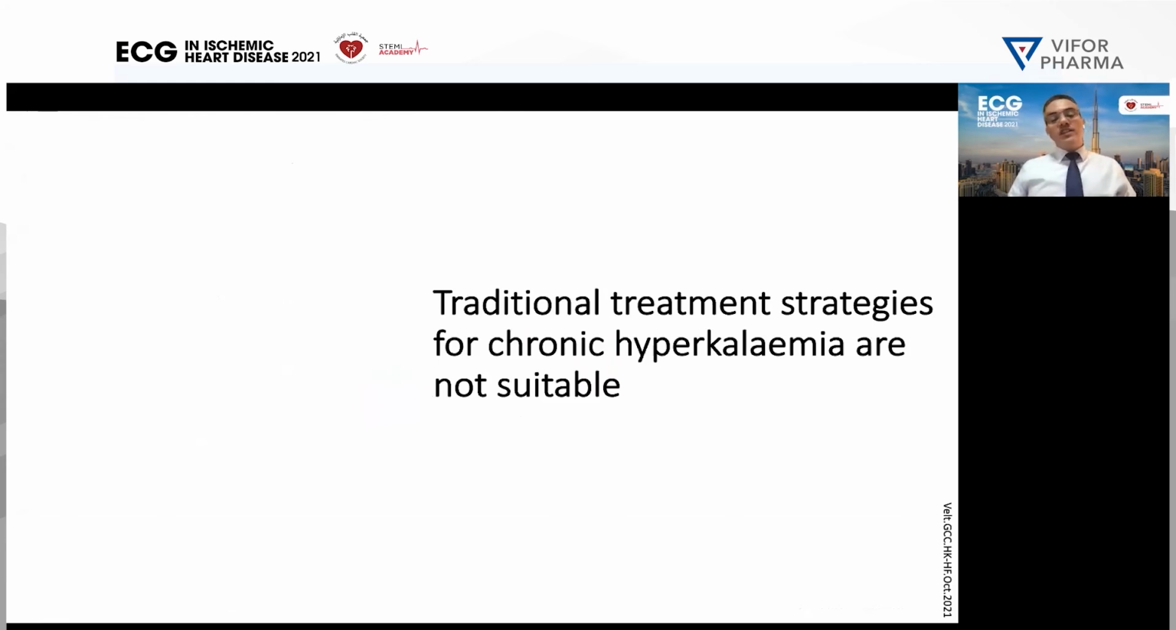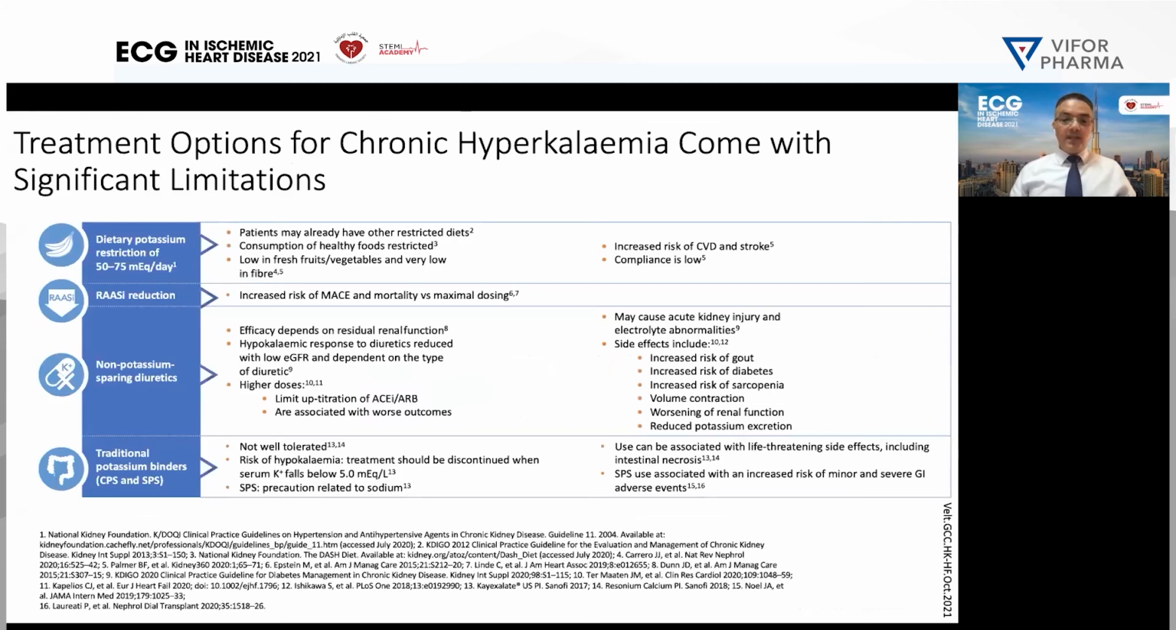Let's see quickly the traditional treatment strategies for chronic hyperkalemia. Of course, first of all, you will ask your patient to cut down the dietary potassium supply, like the bananas, broccoli, avocados, but there are also limitations. We know that our heart failure patients or chronic kidney disease patients already have a lot of restricted diets to go with it.